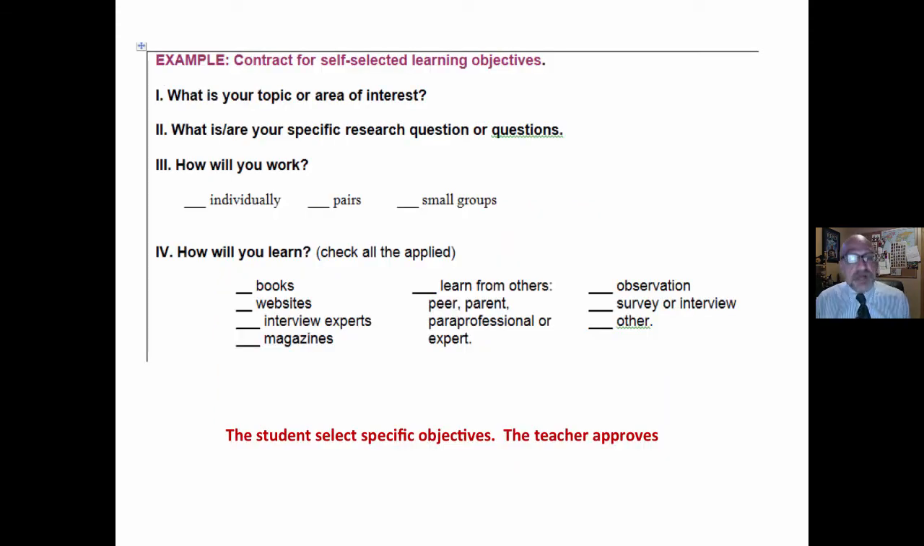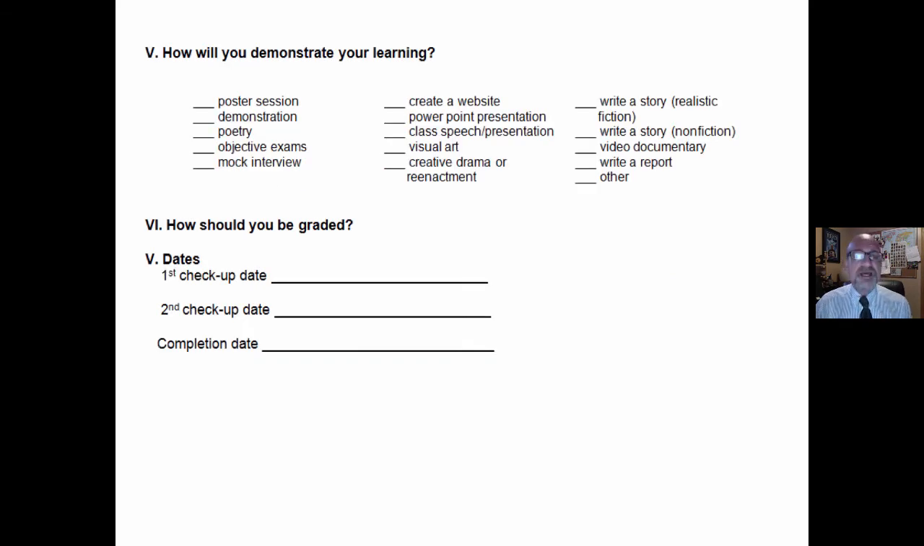Here's an example of a learning contract where the student defines the learning objective. This is totally open-ended, and of course it must be approved by the teacher, but their topic of interest, specific research questions, I like to have that, how they'll work, how they'll learn, again and again. You can stop this if you need to look deeper. How they'll demonstrate their learning, how they should be graded, and dates.